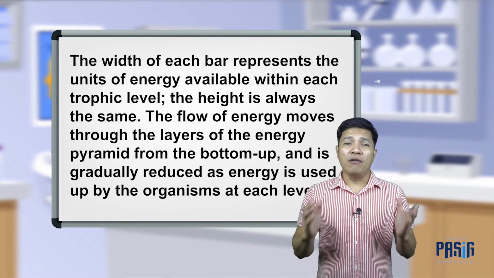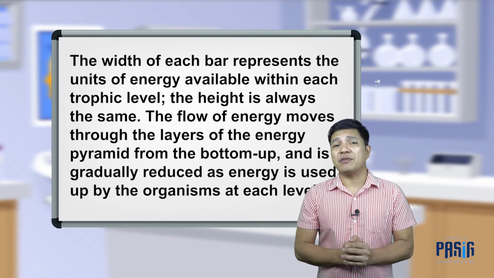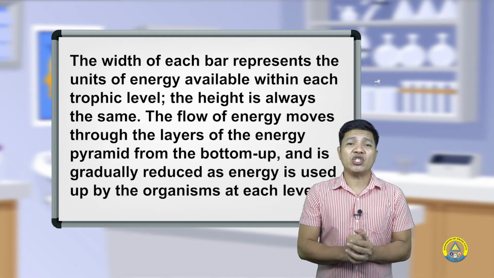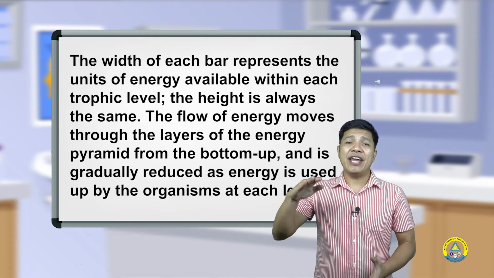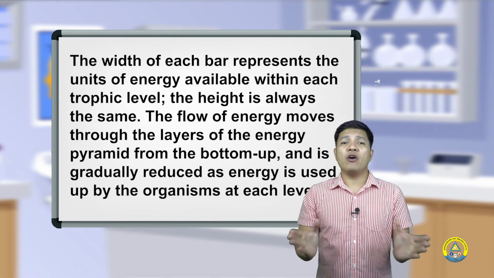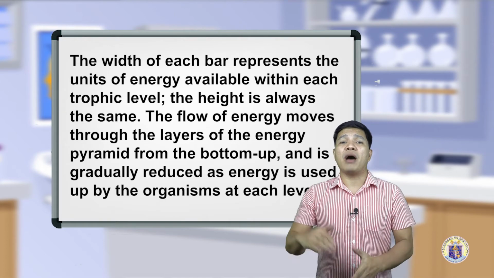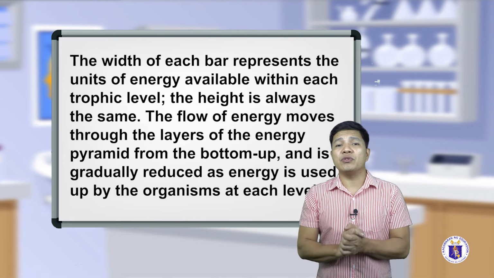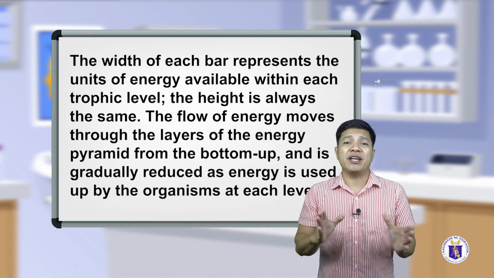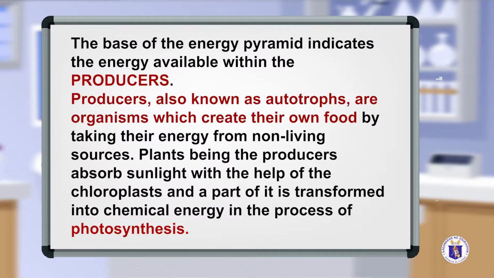The width of each bar represents the units of energy available within each trophic level. The height is always the same. The flow of energy moves through the layers of the energy pyramid from the bottom up and is gradually reduced as energy is used up by the organisms at each level. The base of the energy pyramid indicates the energy available within the producers.